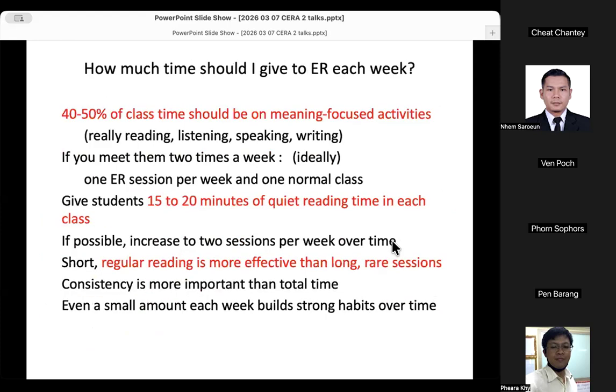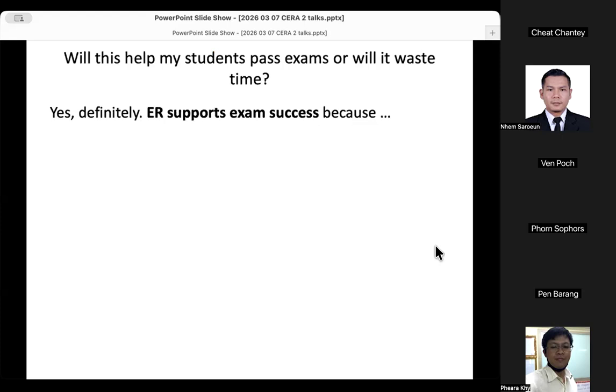So, how much time should you give to extensive reading? Well, science tells us that between 40 to 50% of your class time should be on meaning-focused activities. Really reading, really listening, really speaking, really writing. So give them 10, 15 minutes of quiet reading time in each class. But what's important is that regular reading time is more effective than reading once a month. Reading once a month is not effective. It's much better to have 5, 10 minutes each day. That will be the best thing for the students to do.